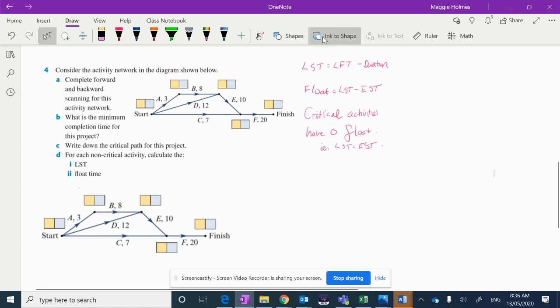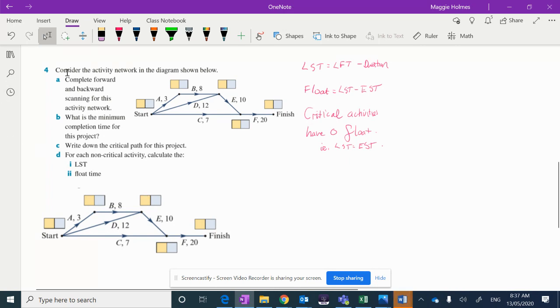All right, hello. This is going through question 4 from exercise 12B. So here are some important formulas that you need to know. The latest start time is equal to the latest finish time minus the duration. The float time is equal to the latest start time minus the earliest start time. So that's just how much difference there is between your possible starting times. And remember that critical activities have zero float. That means that they can't be delayed at all, or the whole project would be delayed.